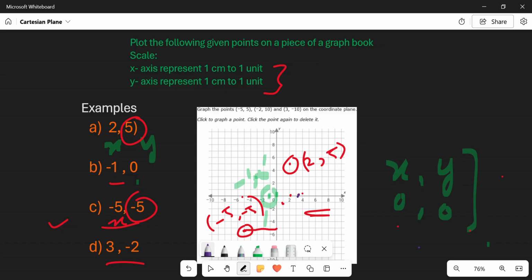Let's check -2. The y value is negative 2. So where is -2, the top side or the bottom side? The bottom side. This one is -2. Now circle around that and write down the coordinate 3 comma -2. I hope, students, you understood about Cartesian coordinates. Thank you.